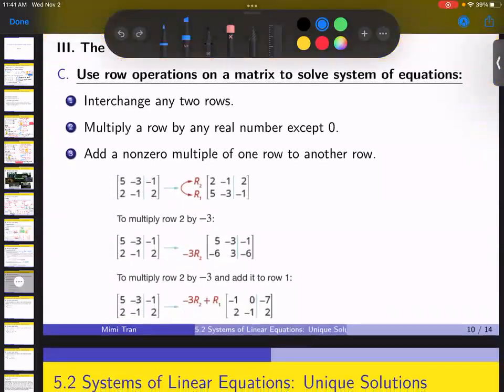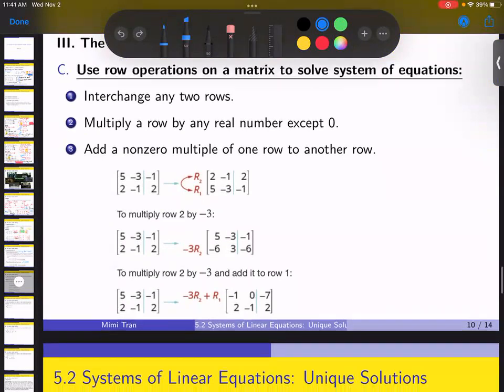So for example, I can multiply row 2 by -3 and then add to row 1. So row 2 stays the same. Row 1 is the one that's going to change. So -3 times 2 is -6, -6 plus 5 is -1. -3 times -1 is +3, plus -3 is 0. -3 times 2 is -6, plus -1 is -7. Something like that.